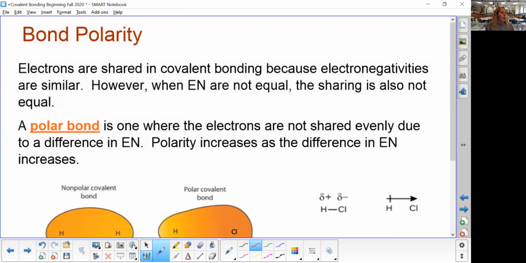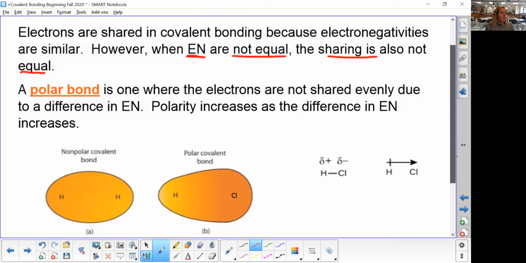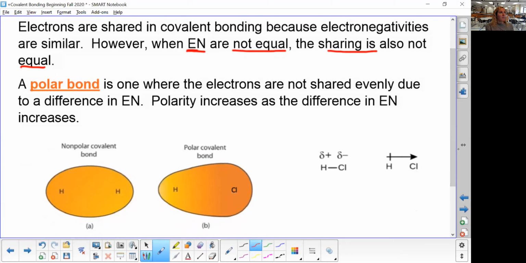Okay, but when electronegativities are not equal, the sharing is also not equal. We haven't been drawing this so far, but it's an important idea to explore. A polar bond is one where the electrons are not shared evenly due to electronegativity differences, and polarity will increase as the difference in electronegativity increases. It creates what's called a dipole moment, which is a vector.